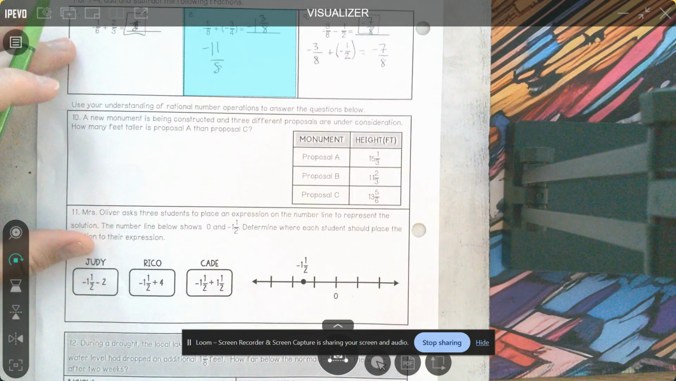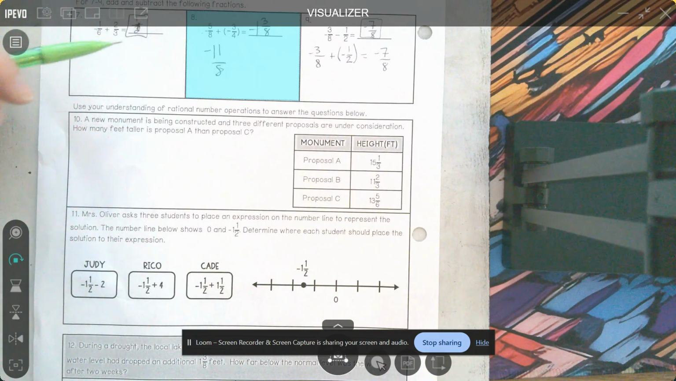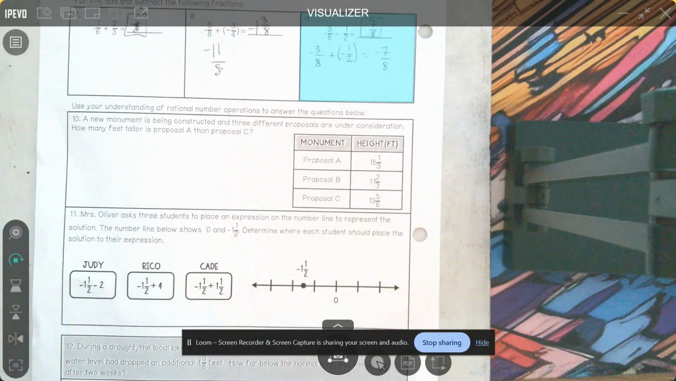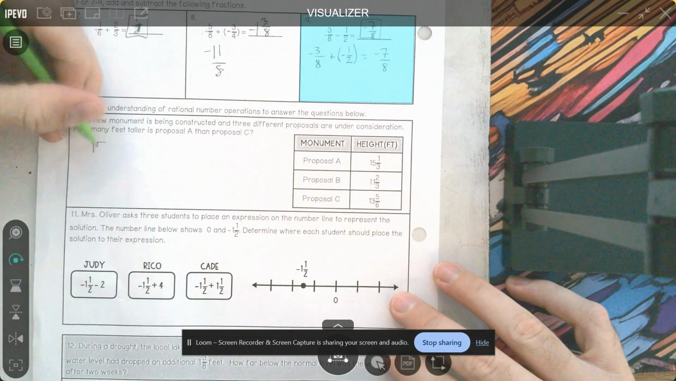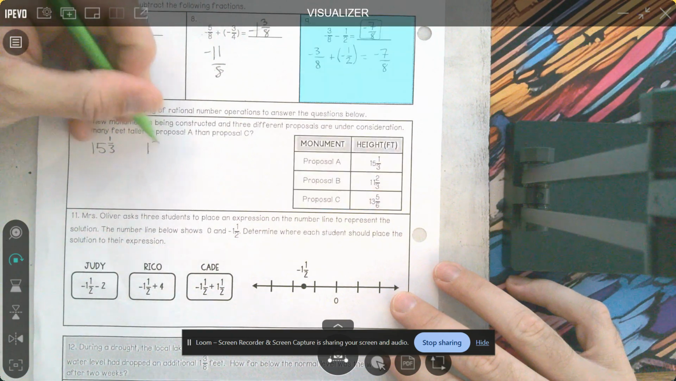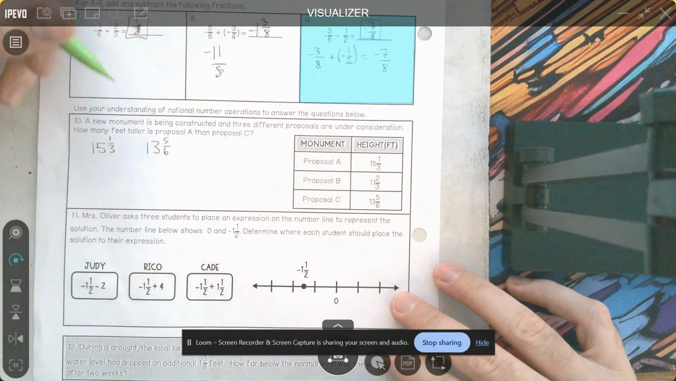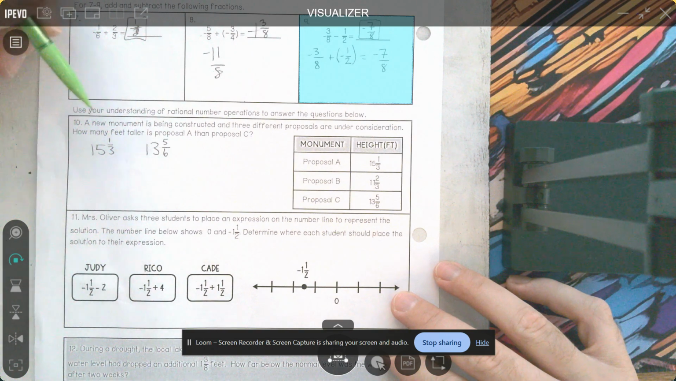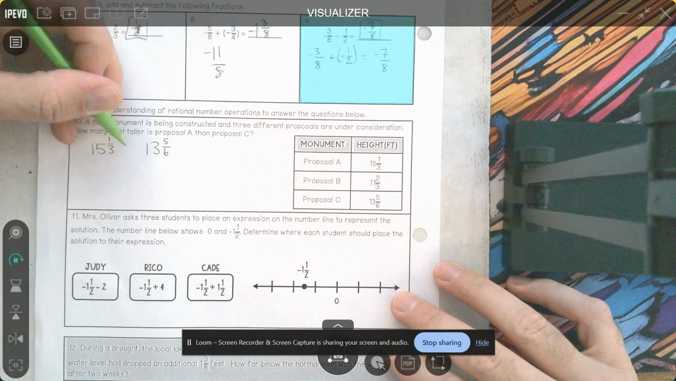Okay? All right, just number 10. This is the last example we're going to do. It says, a new monument is being constructed and 3 different proposals are under consideration. How many feet taller is proposal A than proposal C? Well, proposal A is 15 1/3 feet. Proposal C is 13 5/6 feet. If we want to know how much taller proposal A is, we need to subtract them.